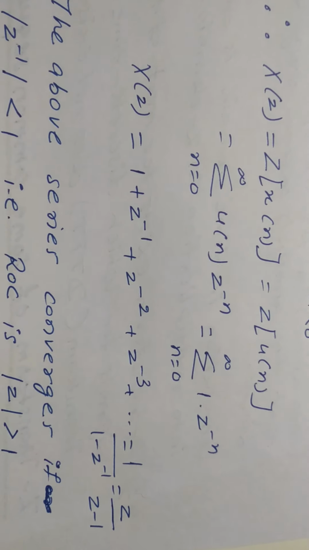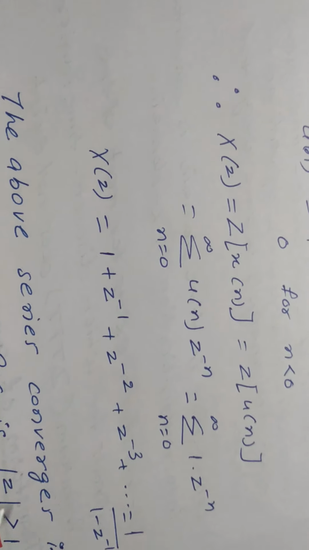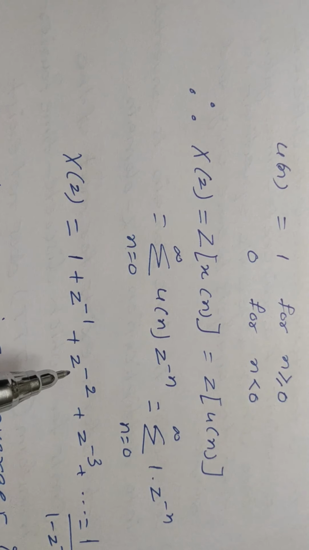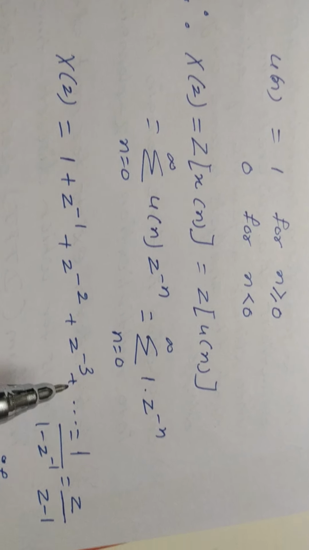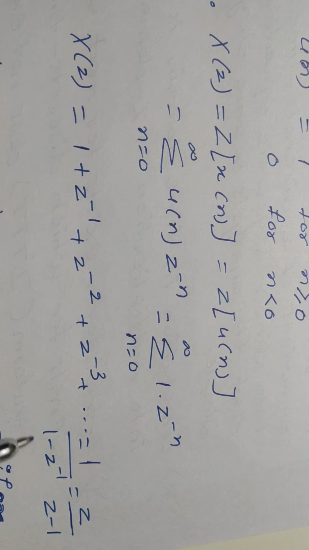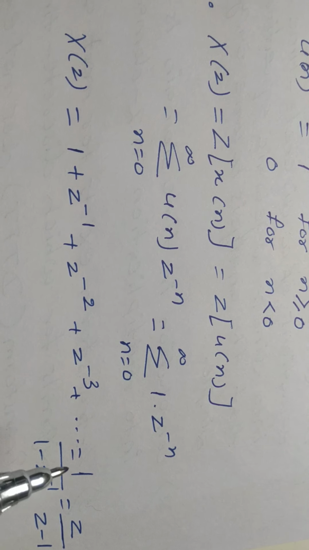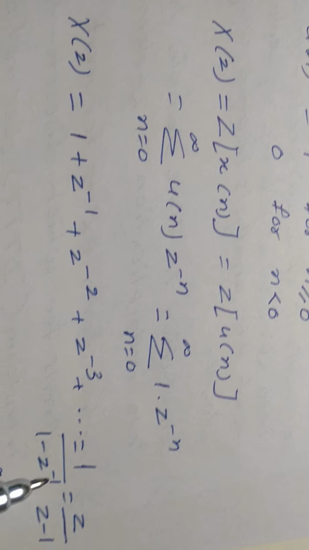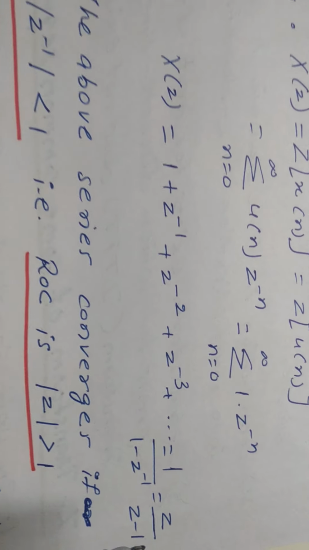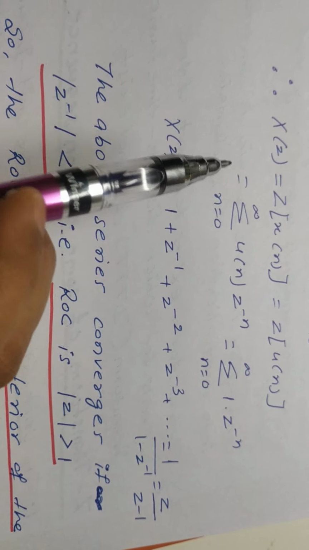Now after applying the formula, this becomes a series where X of z equals 1 plus z to the power minus 1 plus z to the power minus 2 plus z to the power minus 3 plus, and it goes on till infinity. Now the series, after applying the geometric progression, can be written as 1 by 1 minus z to the power minus 1, or else we can even write it as z by z minus 1. Now this is the complete Z transform of the sequence u of n.